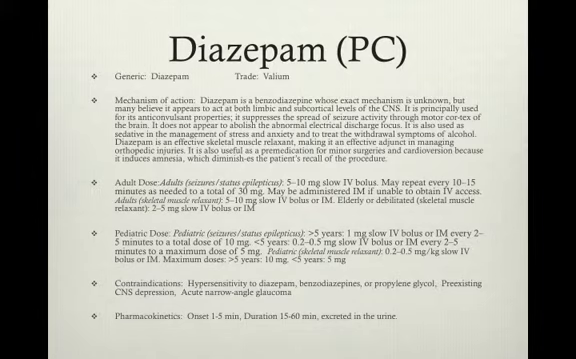Generic on this is diazepam, and the trade name is Valium. Diazepam is a benzodiazepine whose exact mechanism is unknown, but many believe it appears to act on both limbic and subcortical levels in the CNS. It is primarily used for its anticonvulsant properties. It suppresses the spread of seizure activity through the motor cortex of the brain. It does not appear to abolish the abnormal electrical discharge foci.